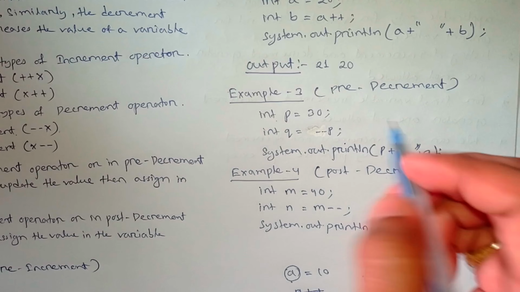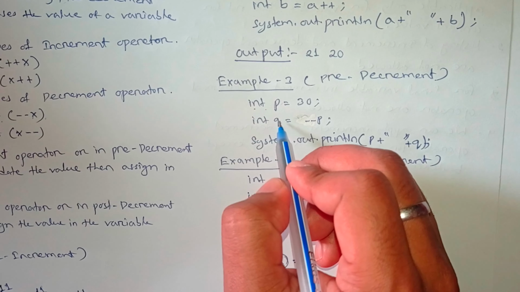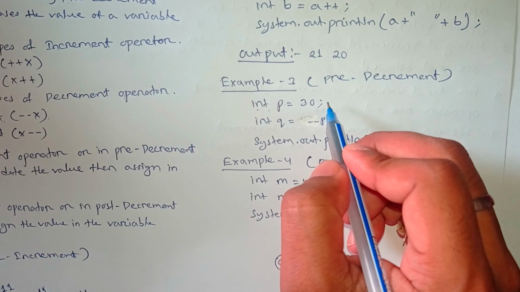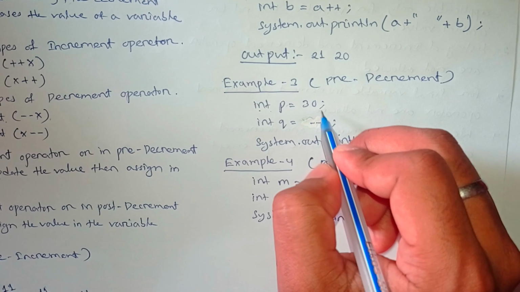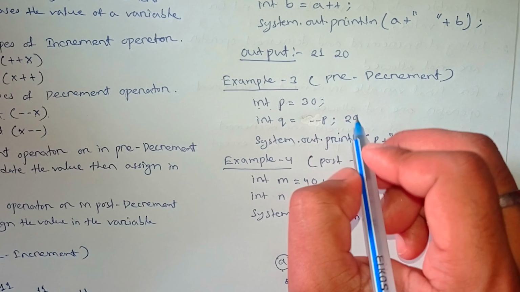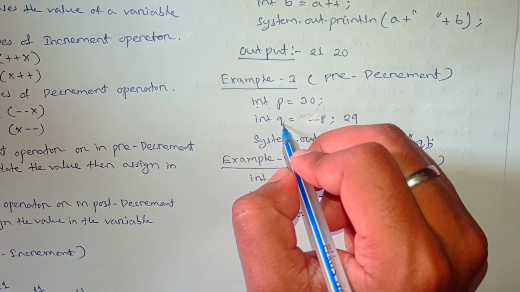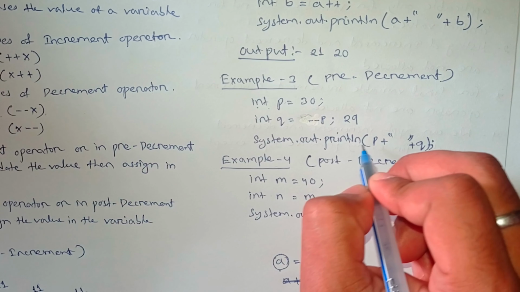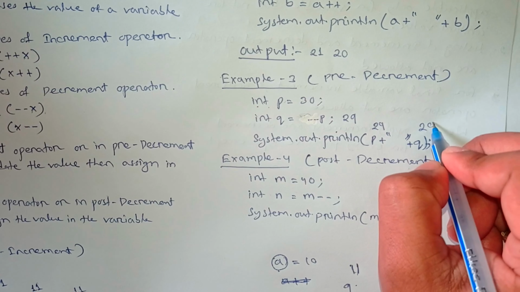Second, pre-decrement. int p equal to 30, int q equal to minus minus p. In the pre-decrement operator, first we update the value, that means we subtract 1 from p: 30 minus 1, it will be 29. Now the value of p is 29, and the value of q is also 29. So if I print with System.out.println, p will be 29 and q also 29.